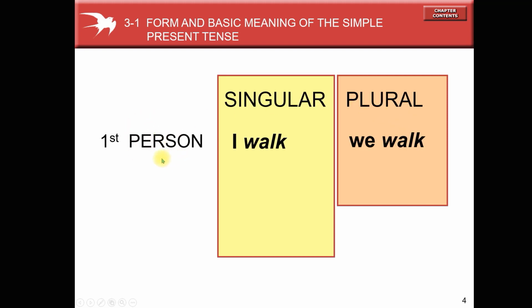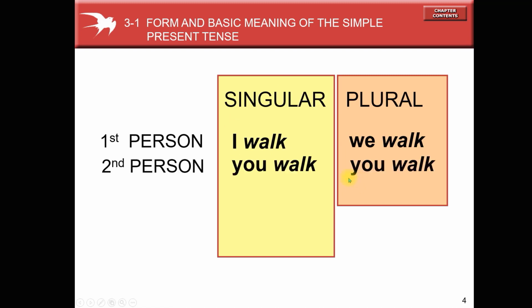On the first person, we have a singular form: I walk. Plural, we walk. The plural form of I is we, obviously. On the second person, we have you walk in singular and you walk in plural. Remember that you, in this case, is tú, and plural means ustedes.